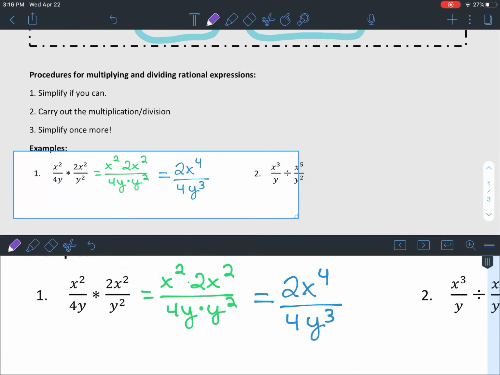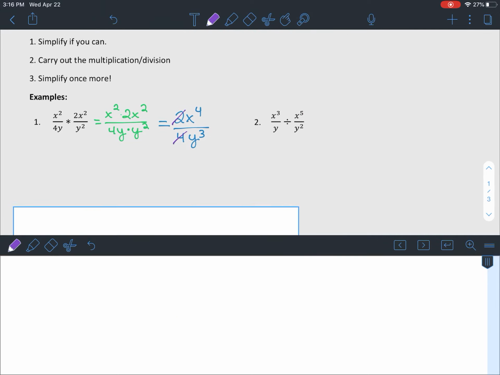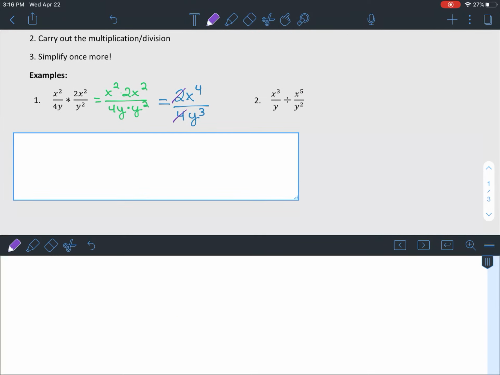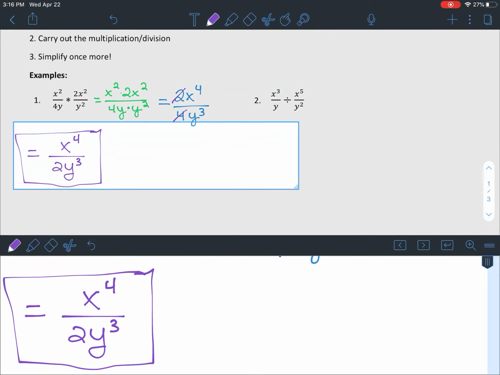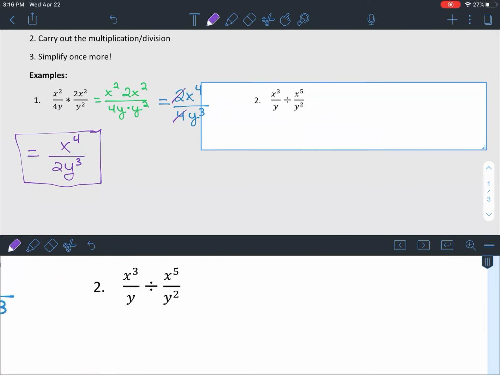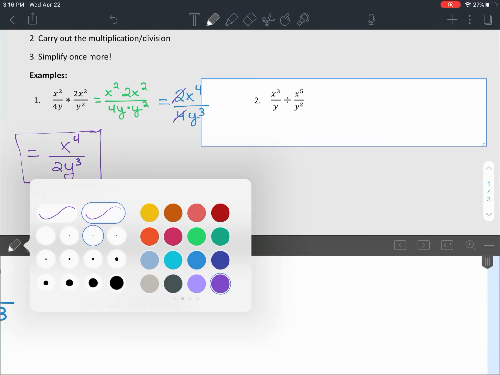Now my last step here is to see if I can simplify anything else before I get my final answer. The only thing that I can really simplify is these numbers. So 2 goes into both 2 and 4. If I divide out a 2, I'll be left with just x to the fourth on top and 2y cubed on the bottom. And that would be my final answer. So we're just simplifying, simplify, simplify.